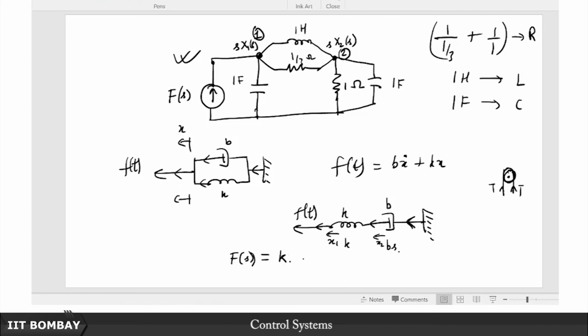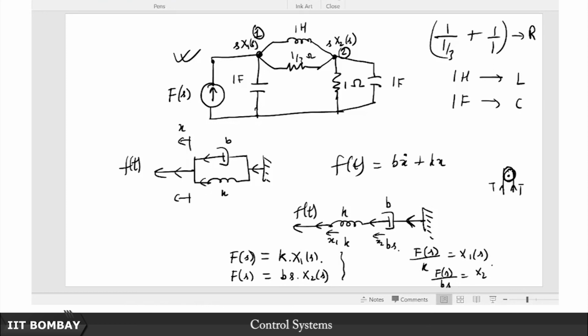So what we then have is this force F(s) is balanced within this spring by K x1(s). At the same time, this force F(s), which is a through variable, results in a displacement of x2 in this dashpot and is balanced by Bs times x2(s). So from these two equations you can write that F(s) upon K is equal to x1(s) and F(s) upon Bs is equal to x2(s).